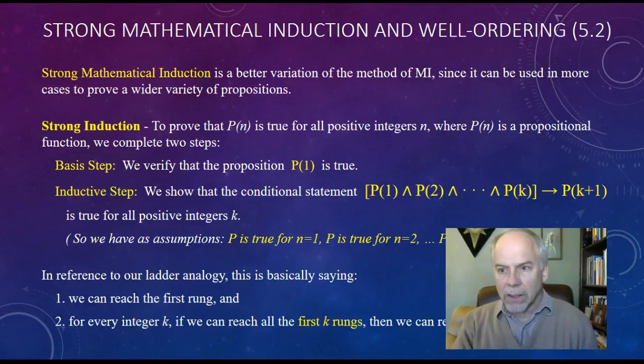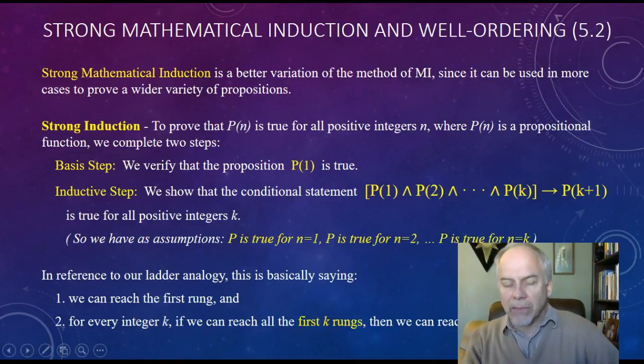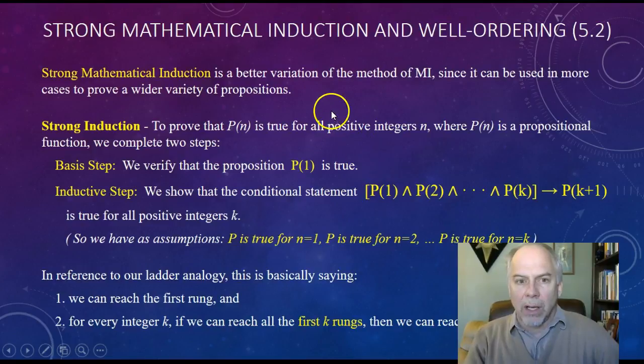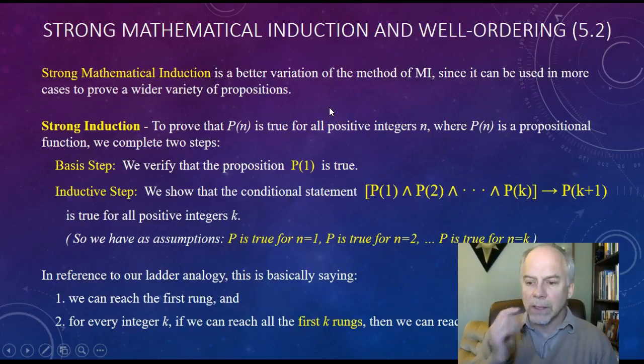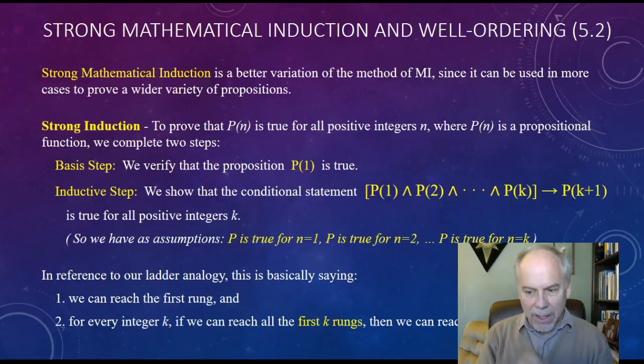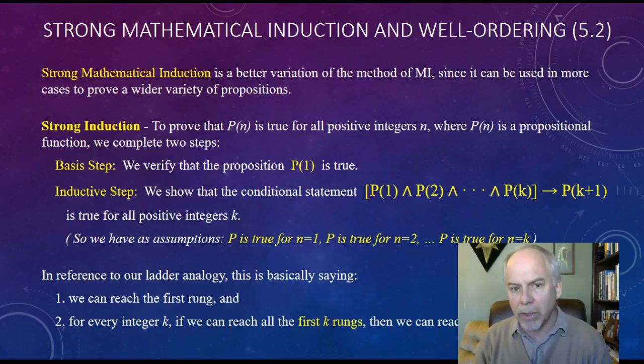All right. Now, section 5.2 gives a little variation to mathematical induction. It introduces another method that's just a little bit different, and it's called strong mathematical induction. It's called strong mathematical induction because it's more powerful or more usable for all different types of problems. So we can use it to solve more problems because it's more of a general approach.